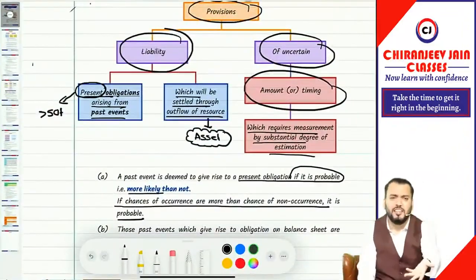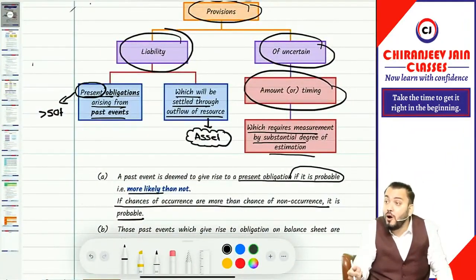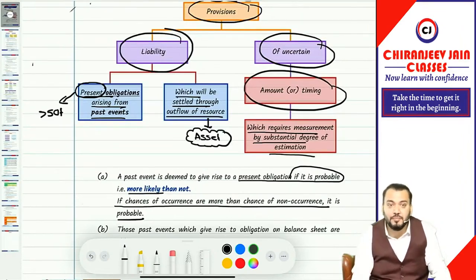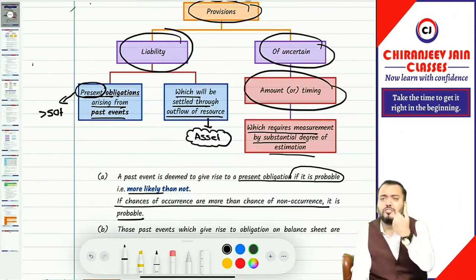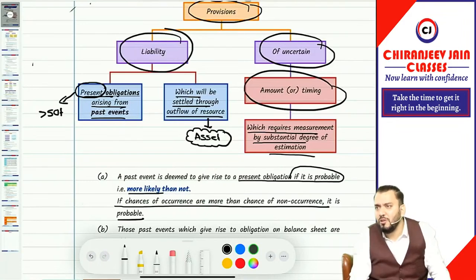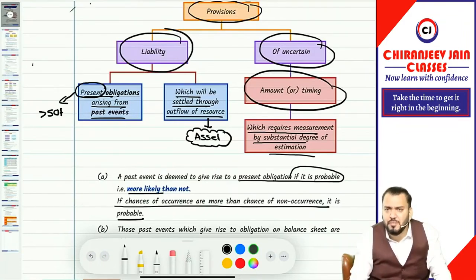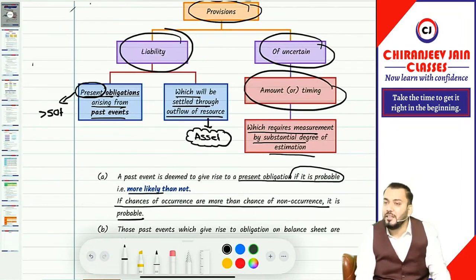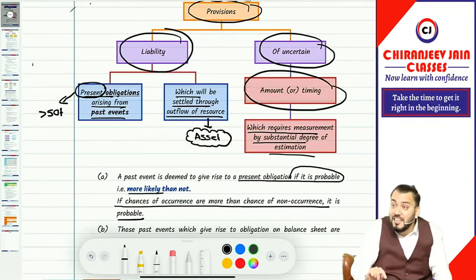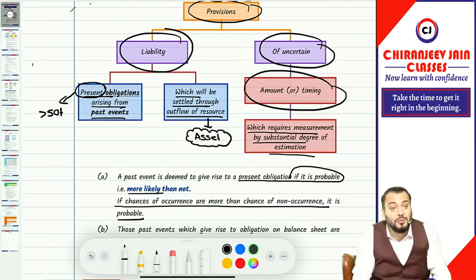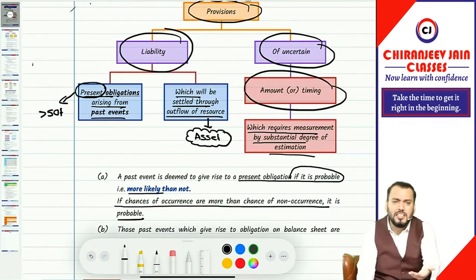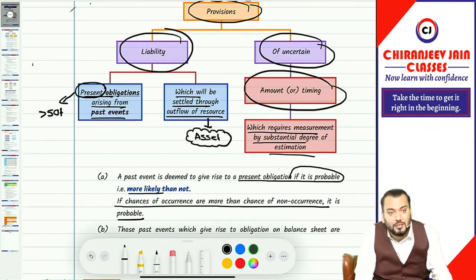If you apply the definition to redeemable preference share capital, can you see it is a present obligation arising from past event which will be settled through outflow of resource, and therefore it becomes liability. Now suppose there is an irredeemable preference share capital which is not redeemable, quite possible. Is it liability or capital? It is equity, because it will not be settled through outflow of resource. It is as simple as equity share capital.